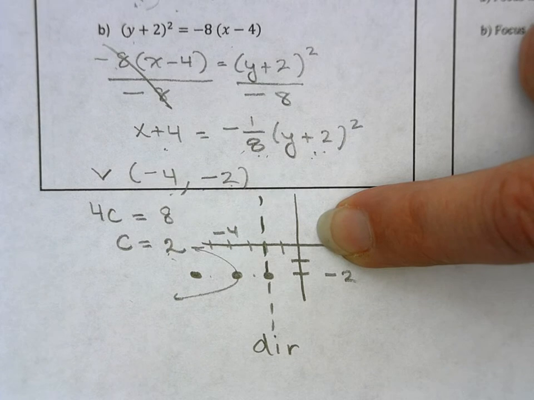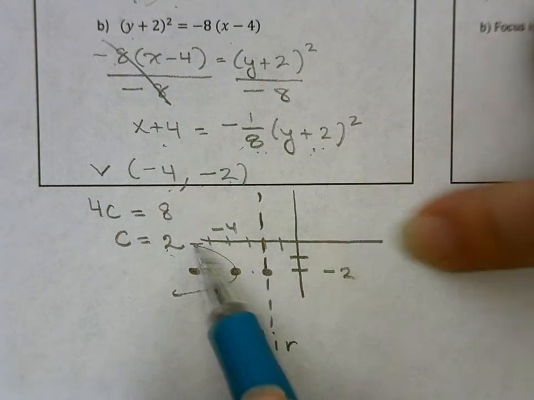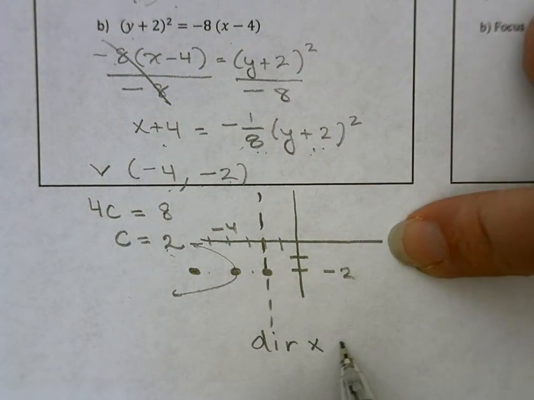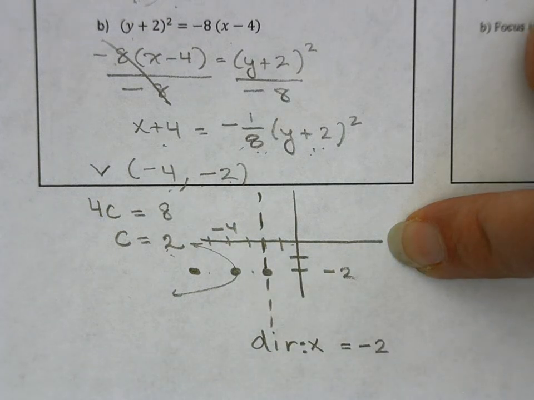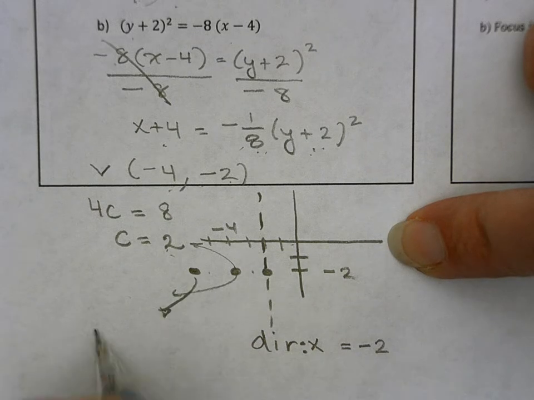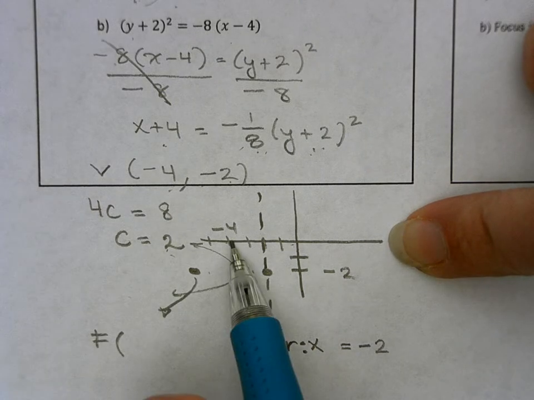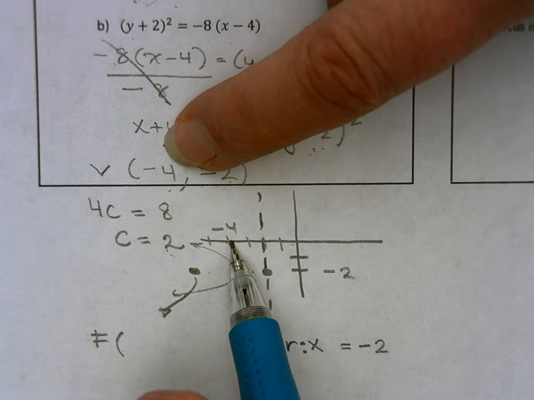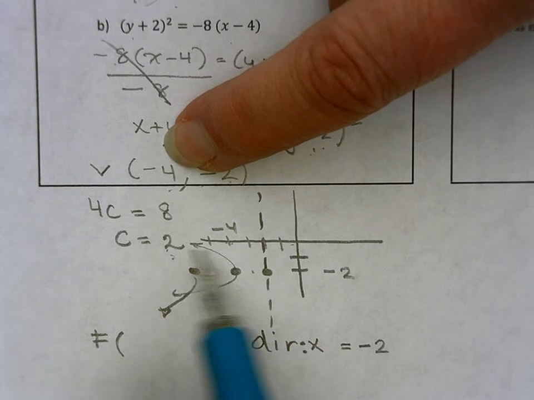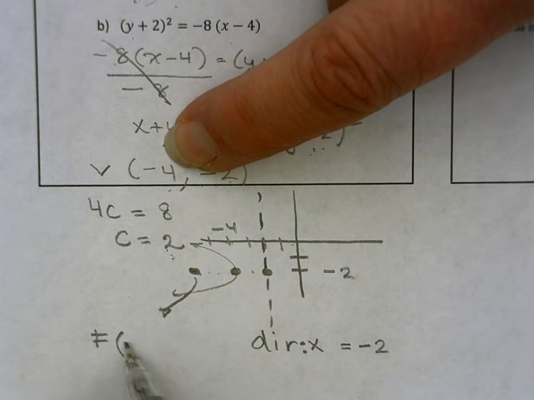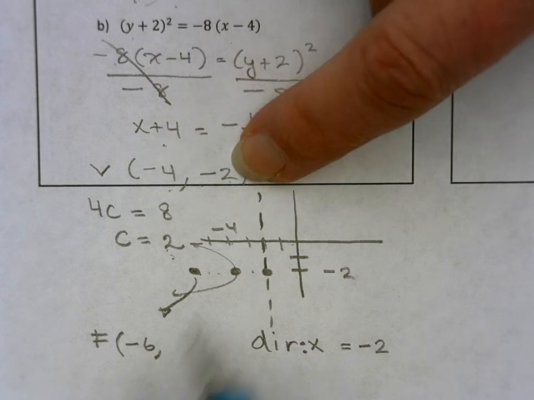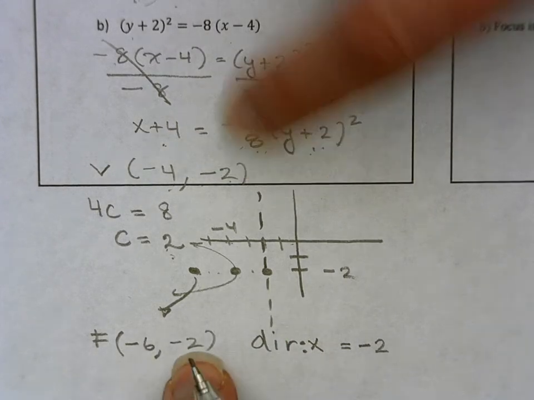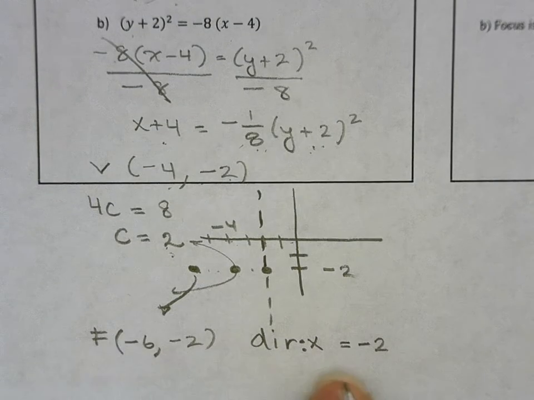So my directrix is crossing the x-axis at negative 2. So there's my directrix at x equals negative 2. For my focus, so that's this guy here, I started out at negative 4, and then I went left 2, right? So negative 4 and I went left 2, so now I'm at negative 6, and my y value is still down here at negative 2. So my focus and my directrix.